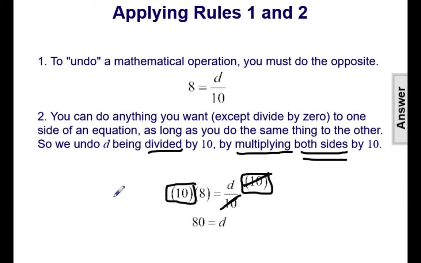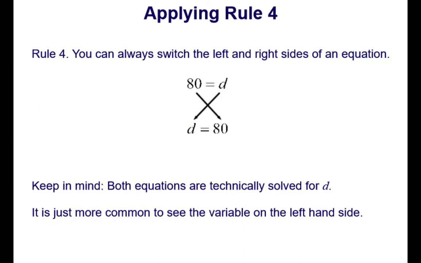This equation is now solved for d, even though it's on the right. Now, traditionally, as we'll see with rule number 4, we can always switch the left and the right sides of an equation, because typically it's more common to see the variable on the left-hand side. So the equation sign stays in the middle, and we're switching the variable and the 80. So 80 equals d is the same thing as d equals 80. Again, both equations are technically solved for d. It's just more common practice to see the variable on the left-hand side.